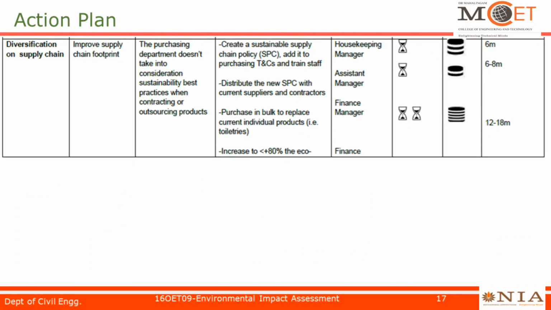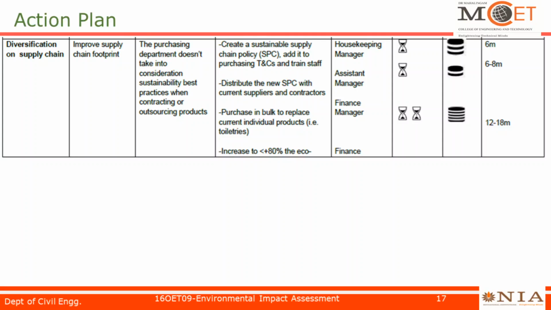And the next one is diversification of the supply chain. So improve the supply chain footprint. The purchasing department doesn't take into consideration sustainability best practices when contracting or outsourcing products. So what is the action plan? Create a sustainable supply chain policy, add it to the purchasing terms and conditions, and train the staff.